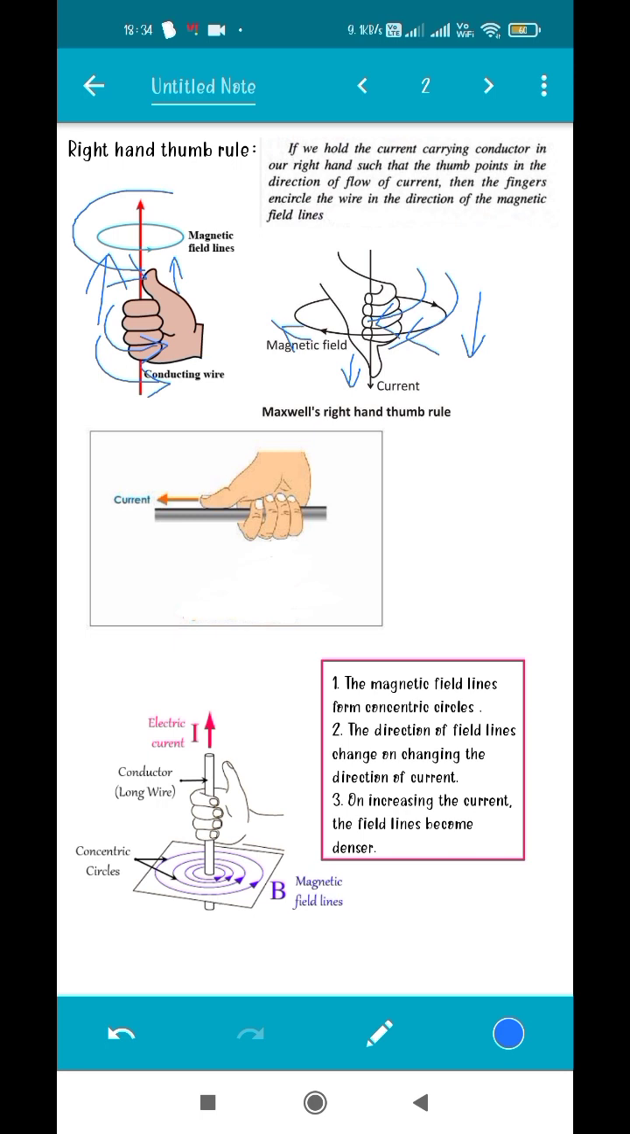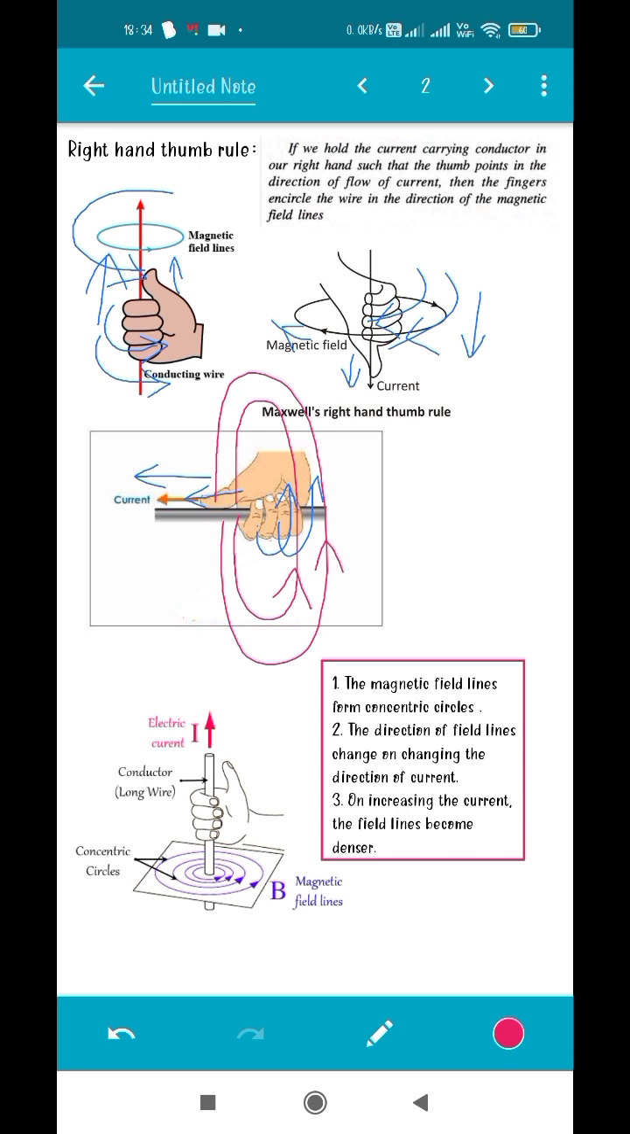Now let us see the figure below. In this case, the current is flowing in this particular direction towards the left, and the person's thumb is also pointed towards the left, and since his fingers are encircling in this particular direction, our magnetic field lines will also follow the same path. So it will be as such. The direction will be in this manner. So in the direction of the encircling fingers, the magnetic field lines will be present.